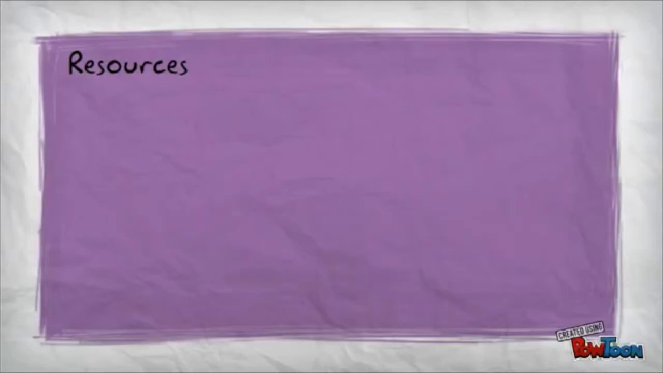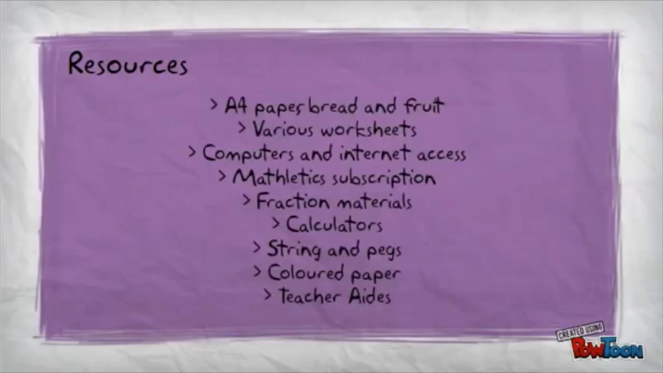The resources I've selected, but are not limited to, are the following: A4 folding paper, bread and fruit, and sprinkles for fairy bread later on. Find a word worksheet for the Year 5s and 6s, as well as various question sheets with different levels of work. Computer and internet access, as mentioned before, at least 1 per 2 students. Mathletics access, fraction concrete materials, calculators, string and pegs, coloured paper for use on the number line with the string, and teacher aids.